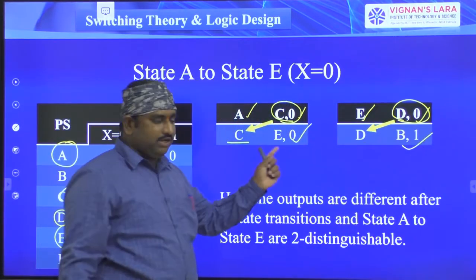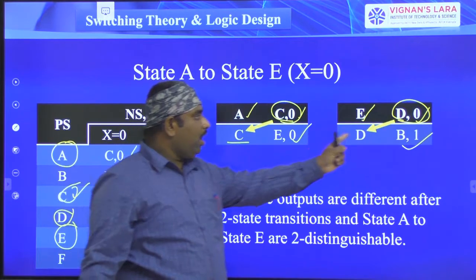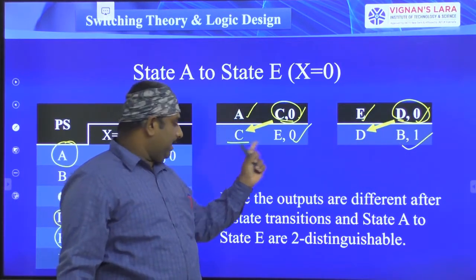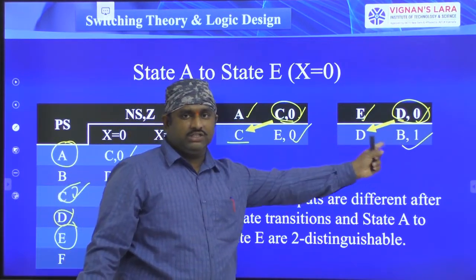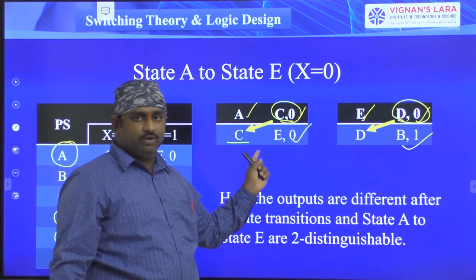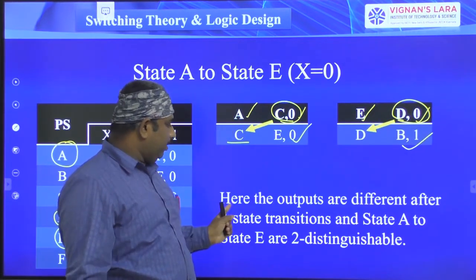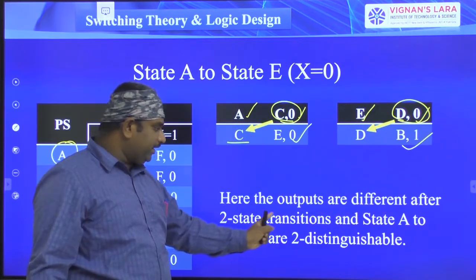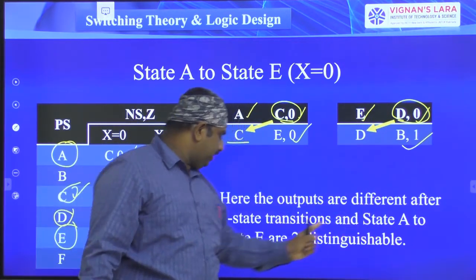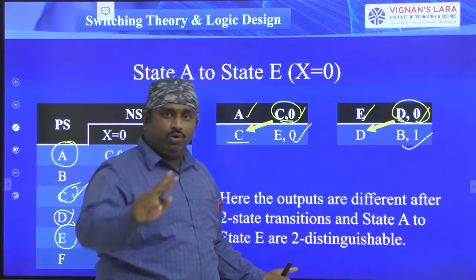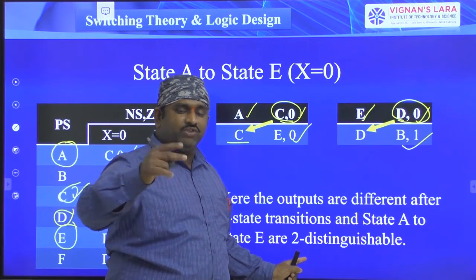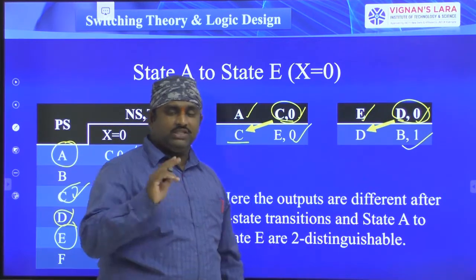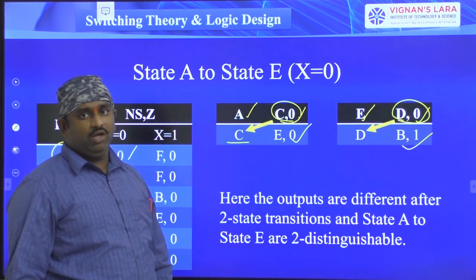Now in this series, the outputs are 0 and 1. Here there is a state distinguishable option at the outputs, right? So write down here: the outputs are defined after two state transitions, and state A and state E are two distinguishable. That is, the length of the distinguishable is 2. You have to note this down. This is very, very important.